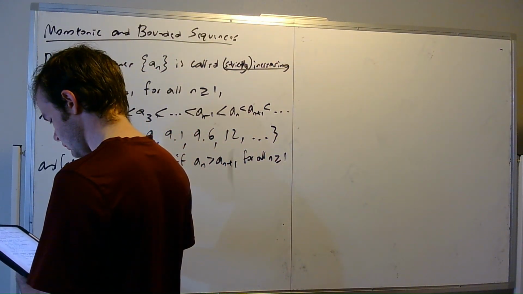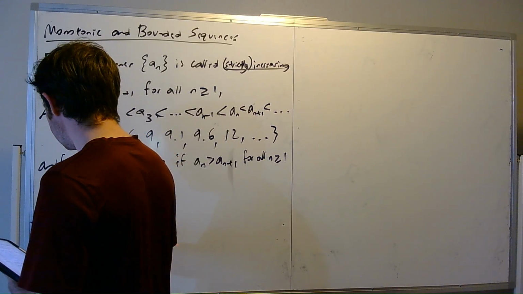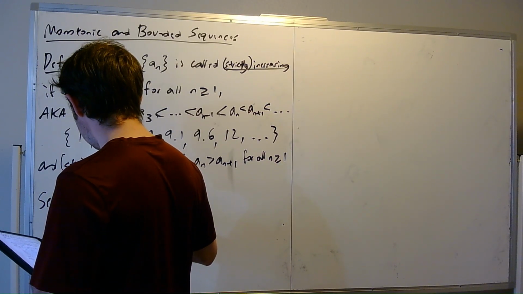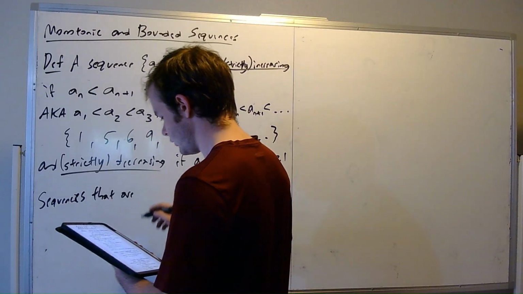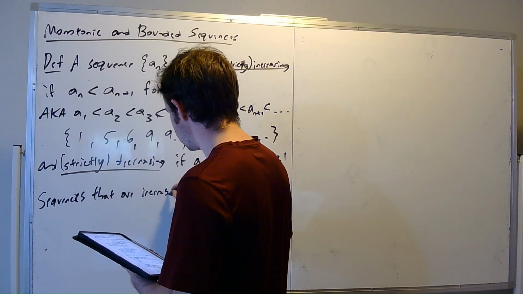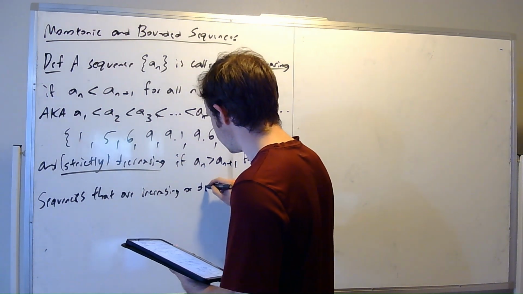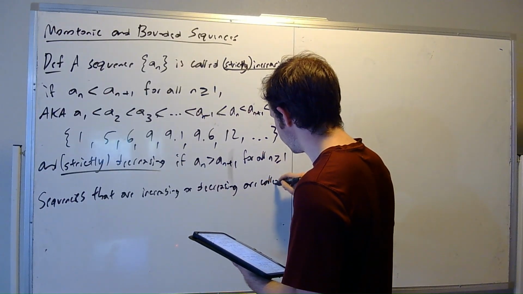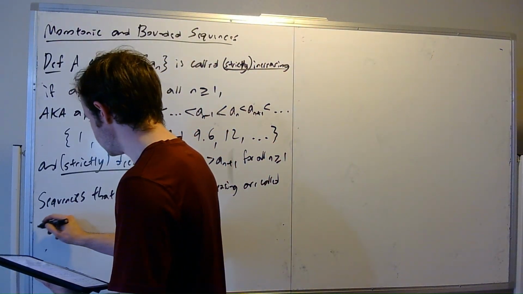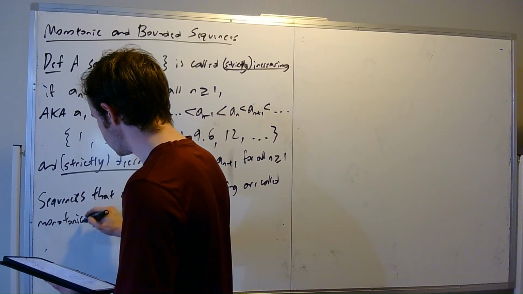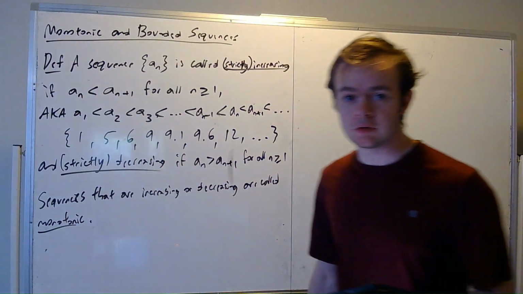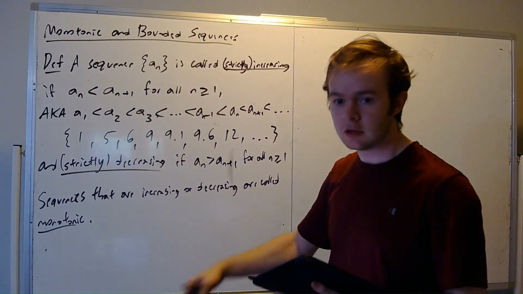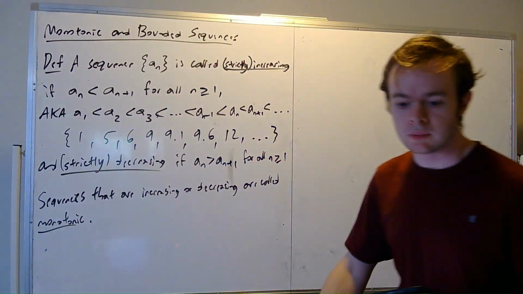Sequences that are increasing or decreasing are called monotonic. Right? Monotonic just means it's moving in one direction. So if it's increasing or if it's decreasing, then it's moving in one direction, so we call it monotonic.